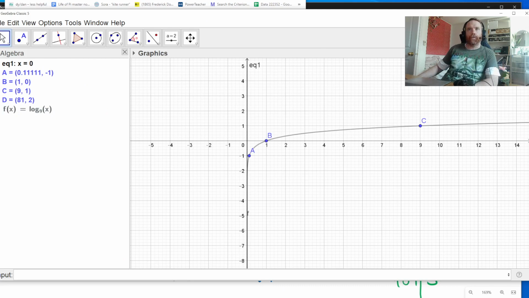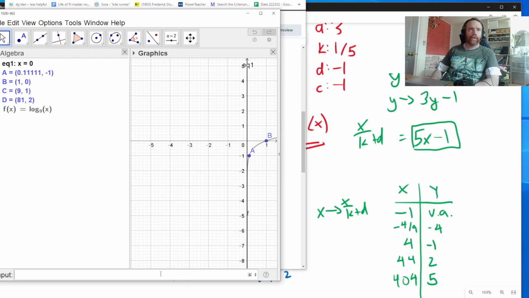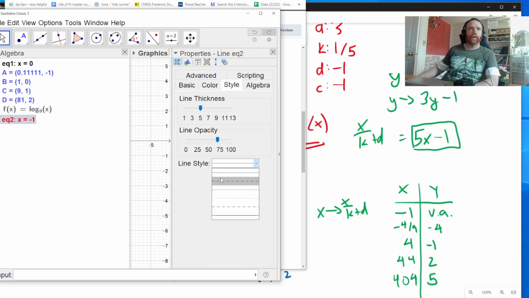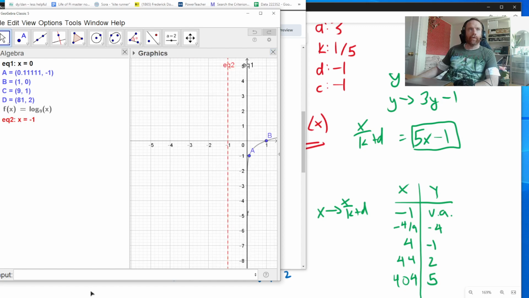Okay, let's show the graph one more time over here. So I'm going to say x equals -1. That's going to be my vertical asymptote. Let's take this for a sec. We'll make it red, and we'll put a little dashed line there. So there's my asymptote.